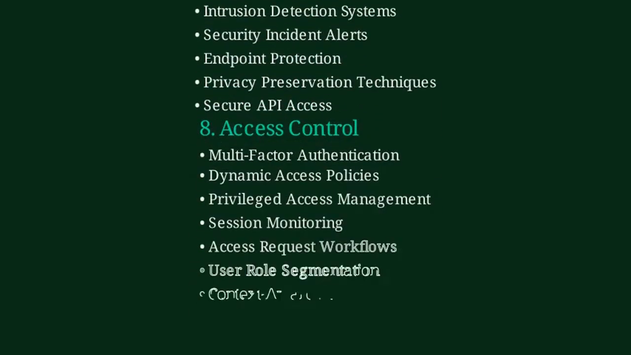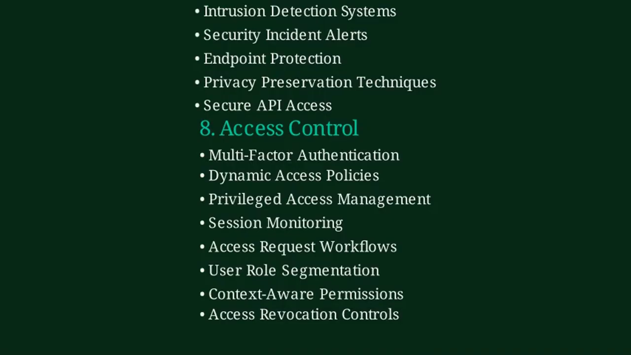Pillar 8 is Access Control. This is the VIP list for data access. It makes sure only the right people can see sensitive information.